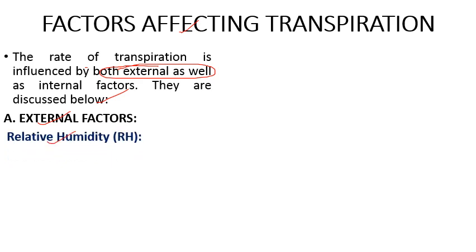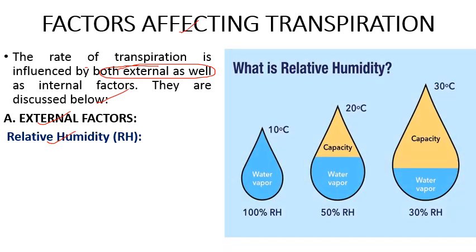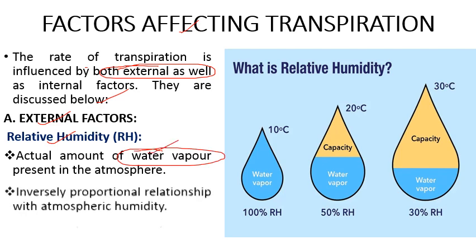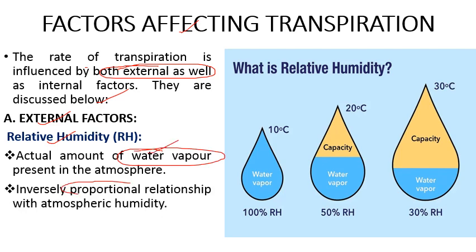The water content which is present in the atmosphere is known as humidity. It has inverse relation with the transpiration. The actual amount of water vapors present in the atmosphere is known as relative humidity. It is inversely proportional to the rate of transpiration. So it means greater is the relative humidity, lesser is the rate of transpiration.